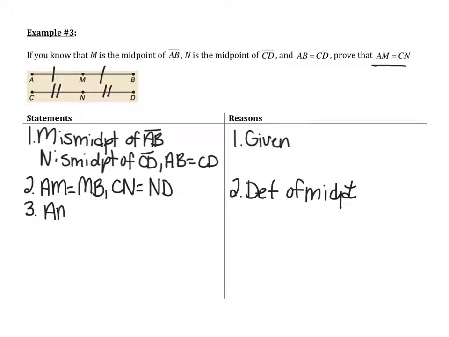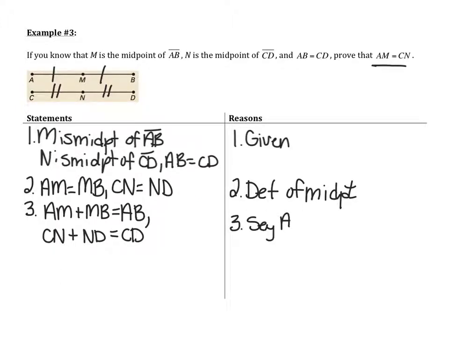Next, we have a couple other things we know. We know that AM plus MB is equal to AB, so the two smaller segments added together equals the bigger segment. And we also know that CN plus ND is equal to CD. Same thing, two smaller segments are equal to the bigger segment. We know that because of the segment addition postulate.